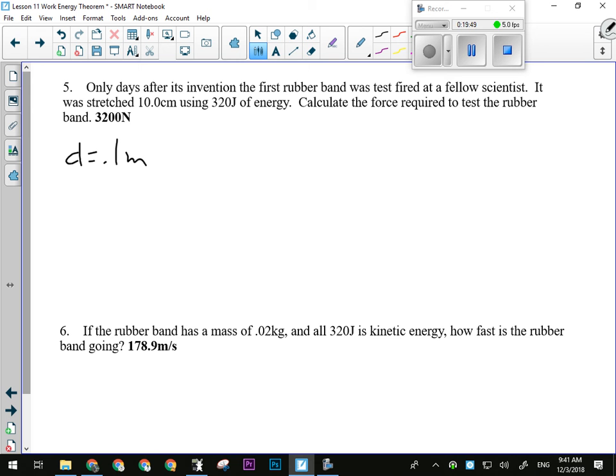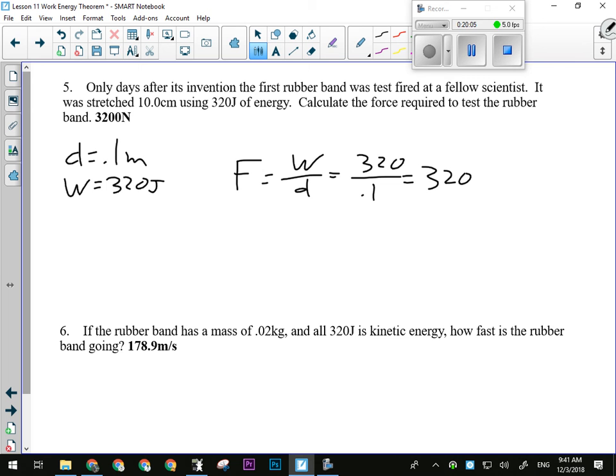The work done, or the energy, is 320 joules, and we're looking for the force. So force equals work divided by distance. We just manipulate the formula. So we got 320 divided by 0.1, which is 3,200 newtons.